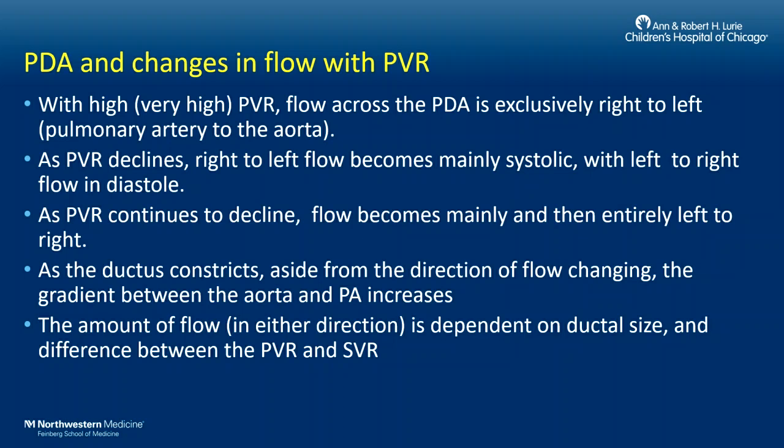So, PDA and changes in flow with PVR. With very high PVR, flow across the PDA is exclusively right to left, PA to aorta. As the PVR declines, right-to-left flow becomes mainly systolic with left-to-right in diastole. As PVR continues to decline, flow becomes mainly and then entirely left to right. As the ductus constricts, aside from the direction of flow changing, the gradient between the aorta and pulmonary artery increases. The amount of flow in either direction is dependent on the ductal size and the difference between the PVR and SVR.